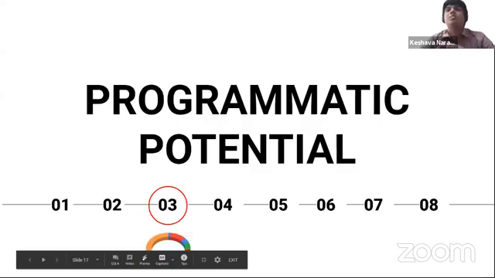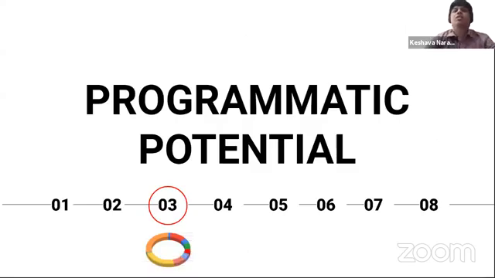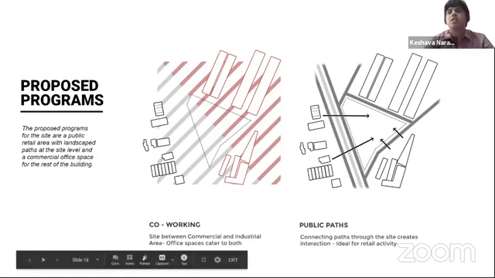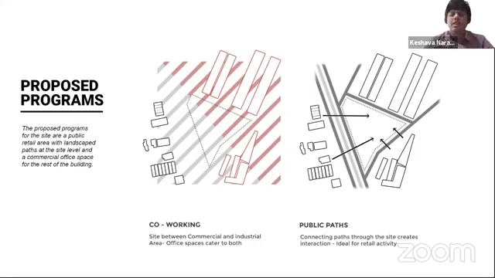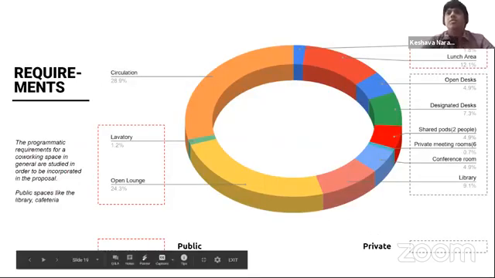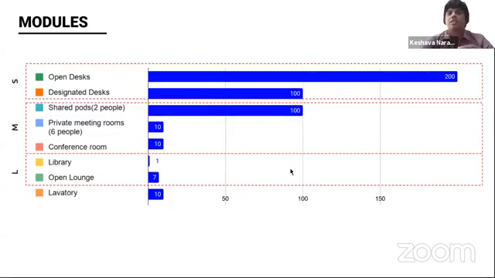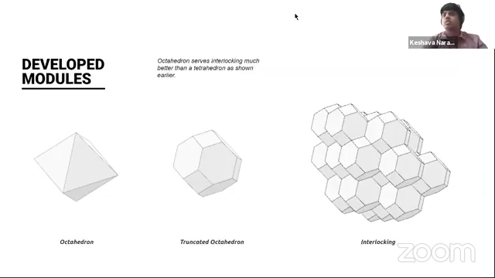Then we went on to understand the programmatic potential of the site. The proposed programs are co-working space so that the commercial and industrial potential of the site is harnessed, and to provide connecting pedestrian paths through the site for interaction, which is ideal for retail activity on the ground floor. Then we went on to formulate the different programmatic requirements of a co-working space, which are open desk, shared spots, private meeting rooms, conference rooms, library with other public facilities. We divided the modules into 3 different types, small, medium, and large, depending on the sizes required for each function. Then Krishna can take over.